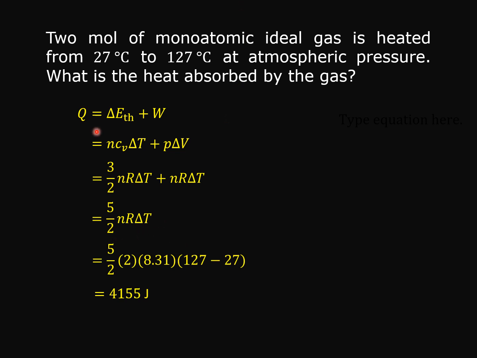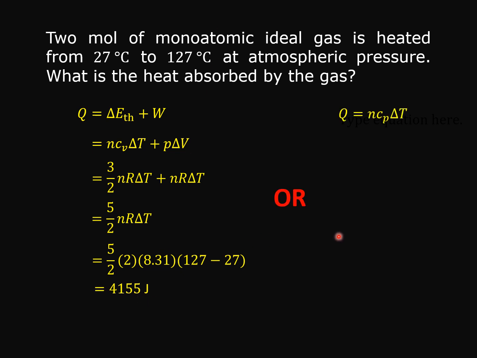Now we can substitute values to get Q, where n is the number of moles, 2 moles, R is the gas constant 8.31, and the change of temperature is 127 minus 27. Because this is delta T, not T itself, we do not need to convert the temperature into kelvins. No matter whether we convert or not, the answer will be the same for delta T. So the heat absorbed by the gas is 4,155 joules.